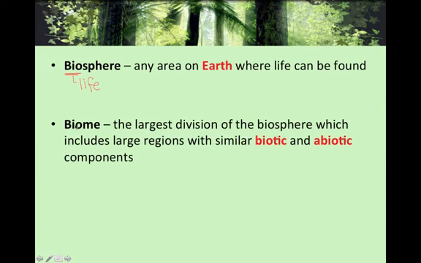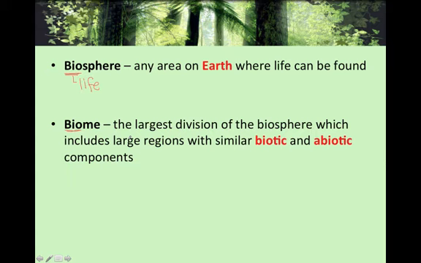Now our second term, and here we see that prefix again, bio. And so biome, we're looking at the largest division of a biosphere, which will have similar biotic and abiotic components. And in a moment, we're going to break those two terms down. But what I mean by biome is that this is an area in which they have similar characteristics, and you would see similar plants. You would see similar adaptations in animals. So they can be close together or they could be far apart.